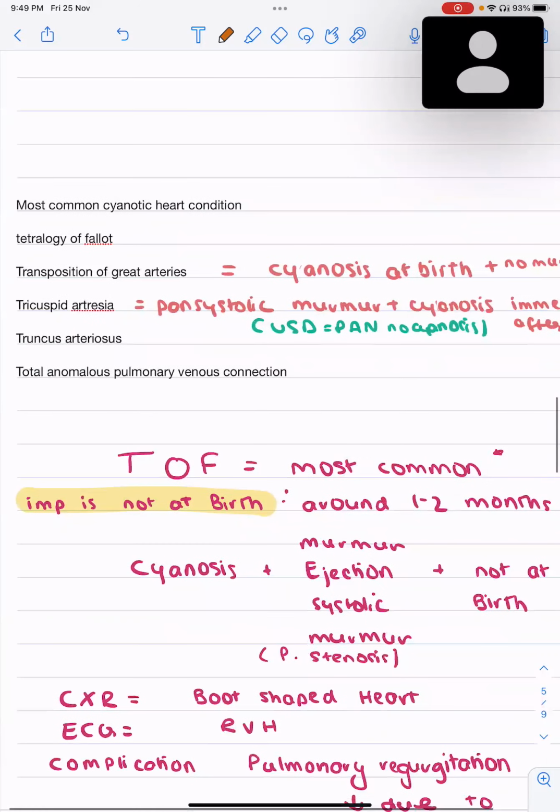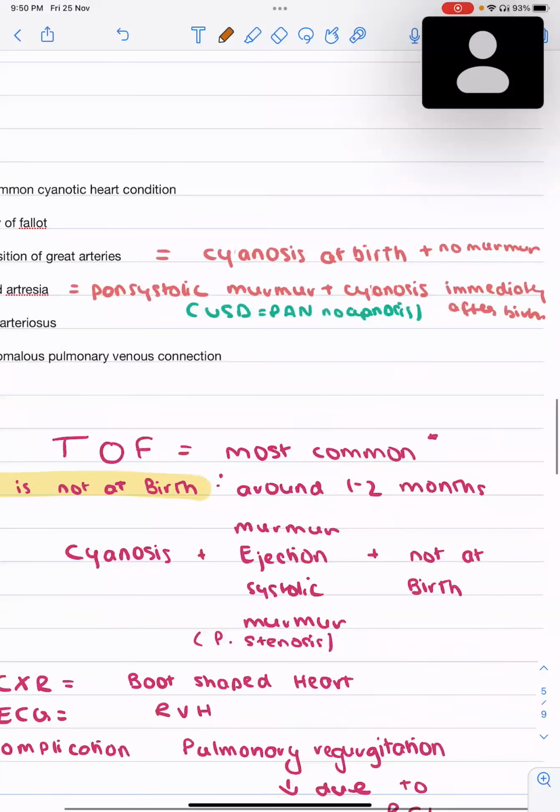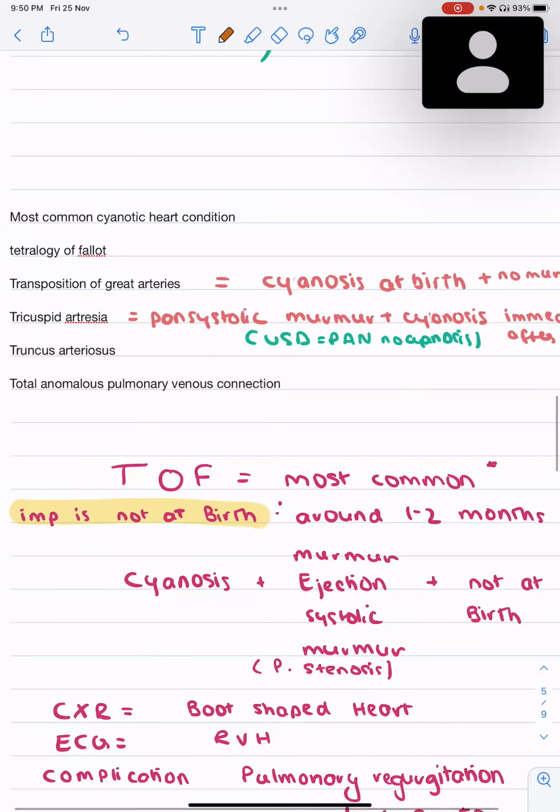Now, how to differentiate it from the other cyanotic heart condition, transposition of great arteries. You can differentiate it from TOF in that there will be cyanosis at birth. Cyanosis at birth with no murmur. Okay. Whereas TOF is not at birth. This is how you're going to differentiate between transposition of great arteries and TOF. TOF will have a murmur and transposition will not. So this is how you play with your mind and quickly answer the question.